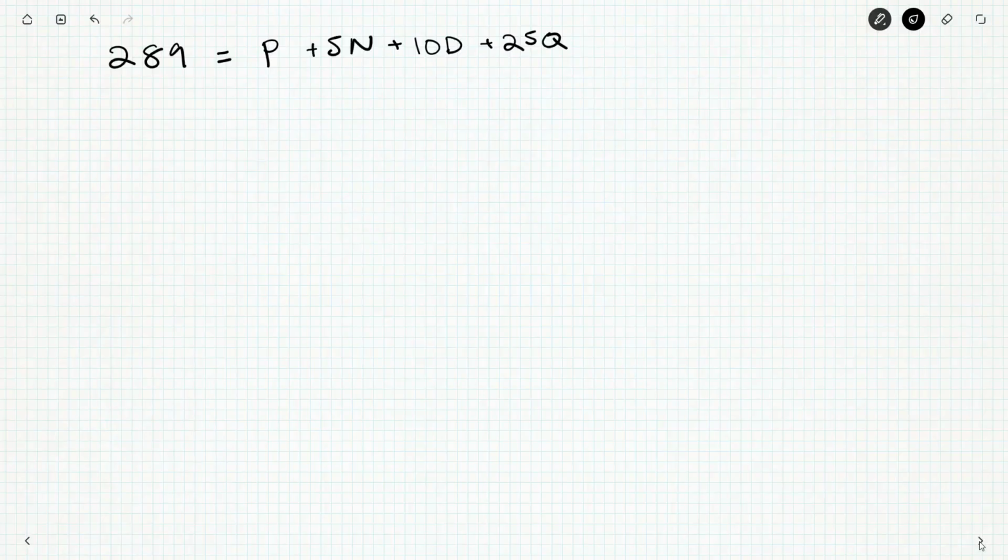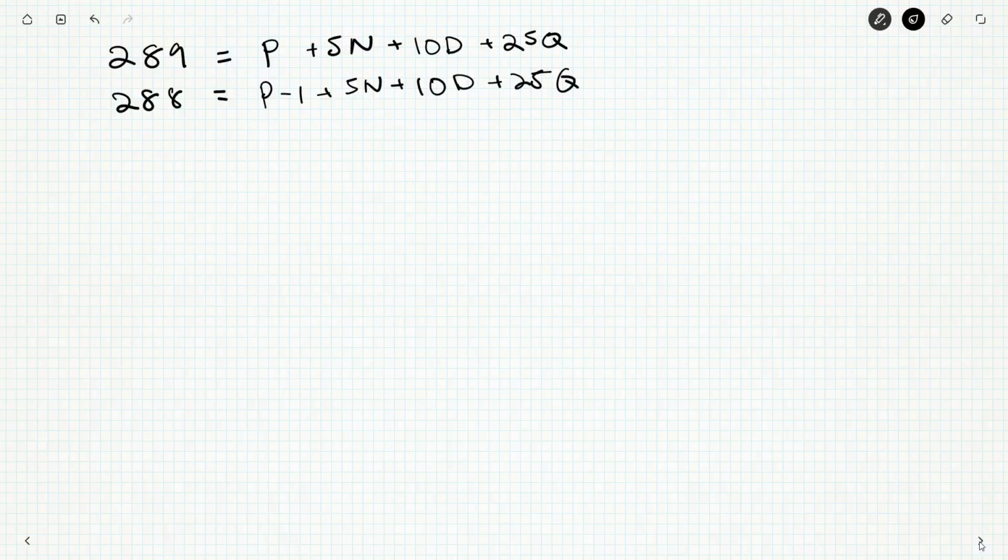So we've got 17 times 17, that's 289. And that's p plus 5n plus 10d plus 25q. And 18 times 16, that's 288. And that is p minus 1 plus 5n plus 10d plus 25q. And we can move the 1 over to the other side and get 289, which is the first equation again. So we haven't learned a whole lot of anything new by plugging that into 2 prime that we didn't learn by plugging it into 1 prime.